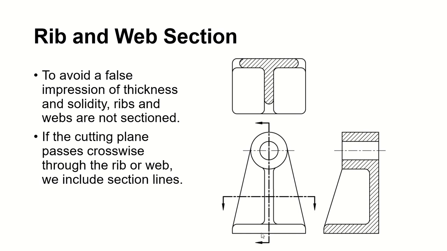So anyway, avoid showing ribs and webs. Don't section them, so you're not going to get them mistaken with the thickness. You only show the rib or web if your cutting plane passes crosswise, like this.